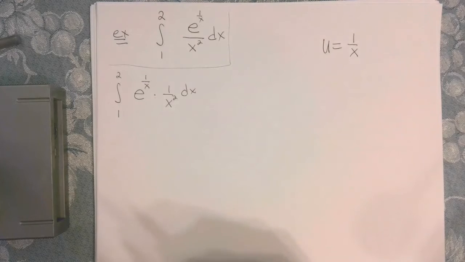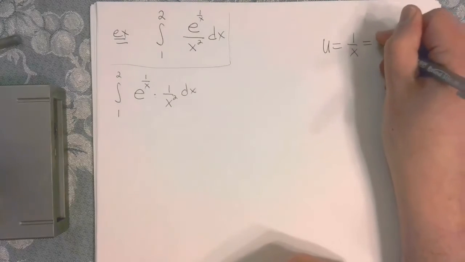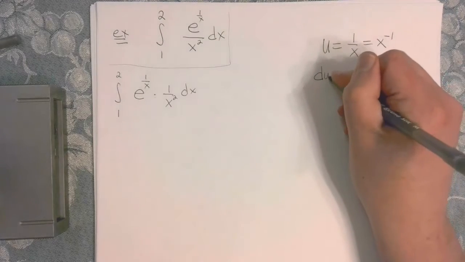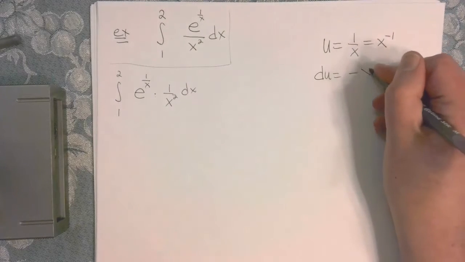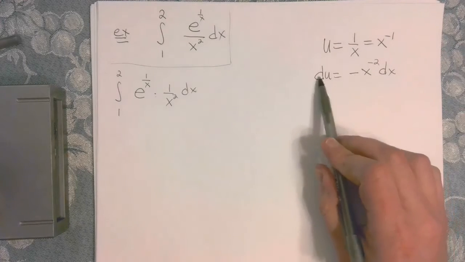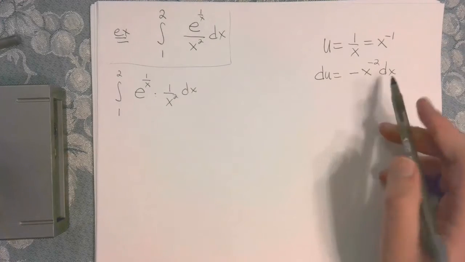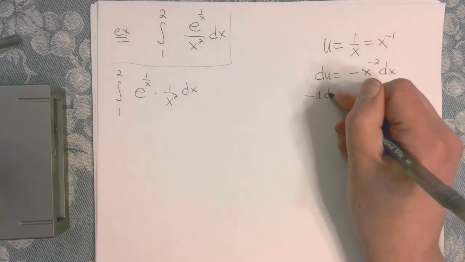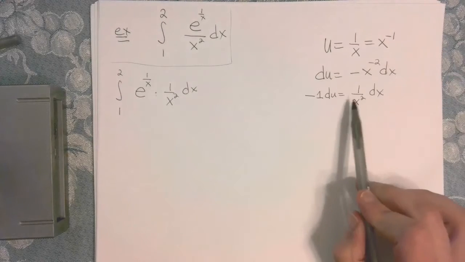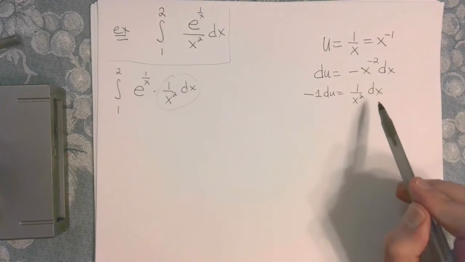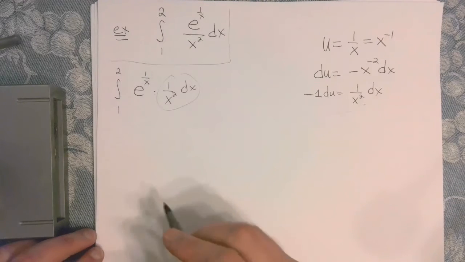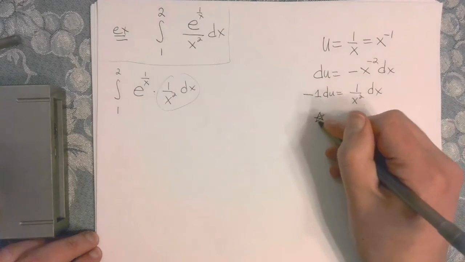I know in the next step we need to take a derivative, so we should probably rewrite this. So let's go ahead and take the derivative. That's going to be minus x to the minus 2 dx. And we can multiply both sides by minus 1 to get this by itself. And if I rewrite that, I get exactly this. And you can see that's helpful because this quantity can be replaced by this. So that seems nice. And we're switching variables, so we're going to need new bounds.